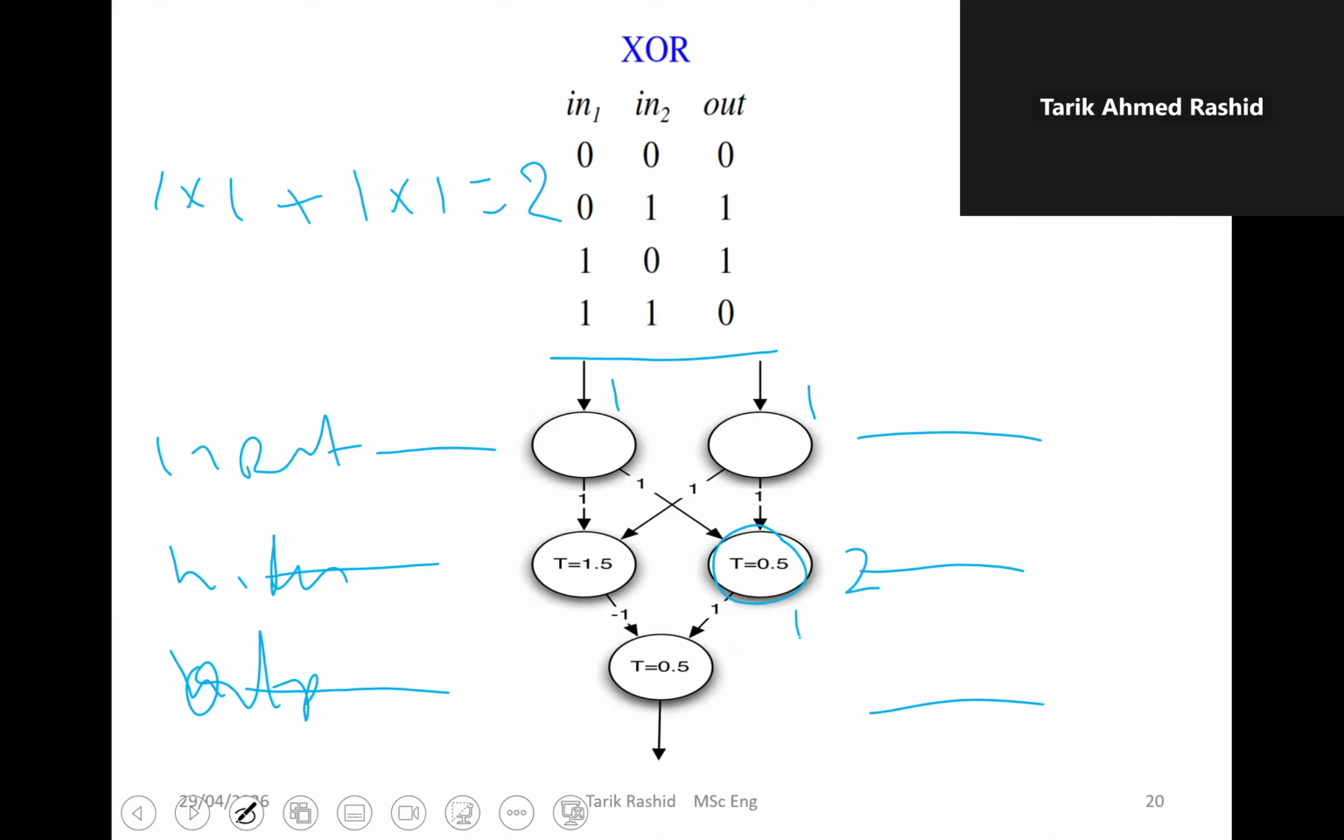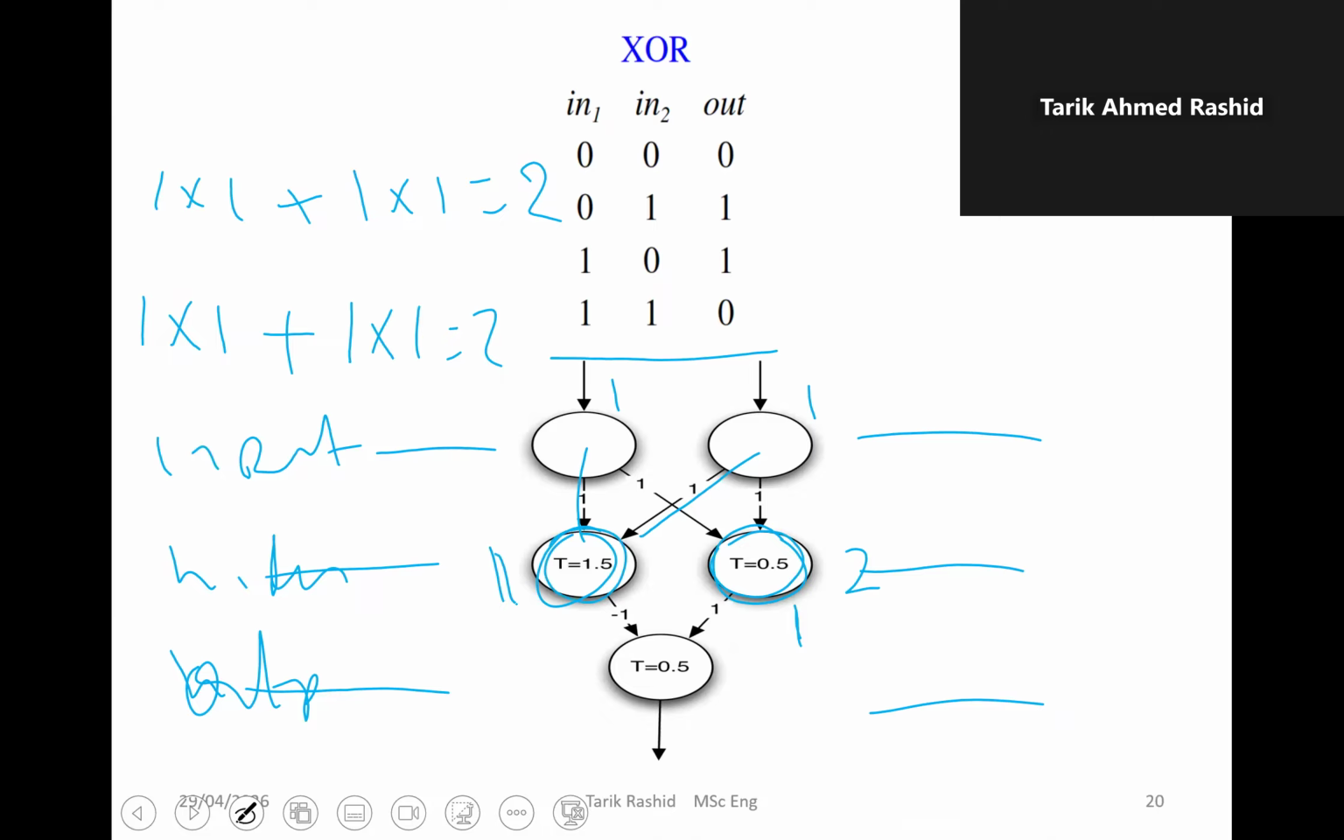Now let's do this side. 1 multiplied by 1, 1 for this neuron. So we do this and this. 1 multiplied by 1, plus 1 multiplied by 1. Again, this is 2. 2 greater than 1.5, yes. So the result is 1 here. So now we found the output of the first neuron is 1, and the output of the second neuron is 1.